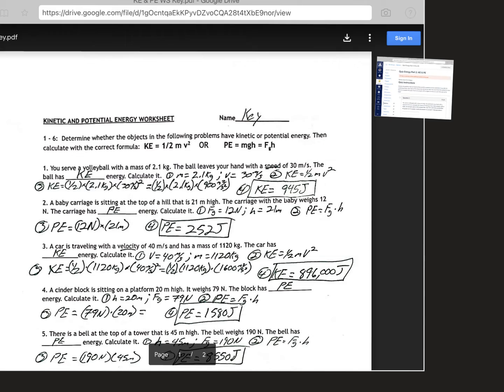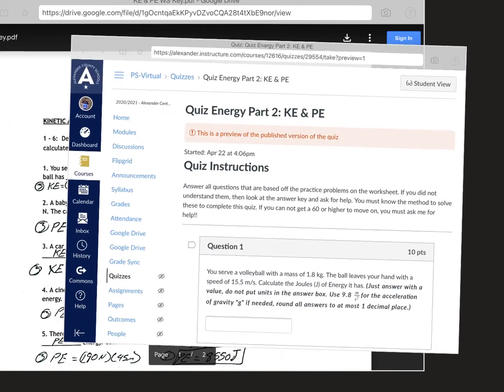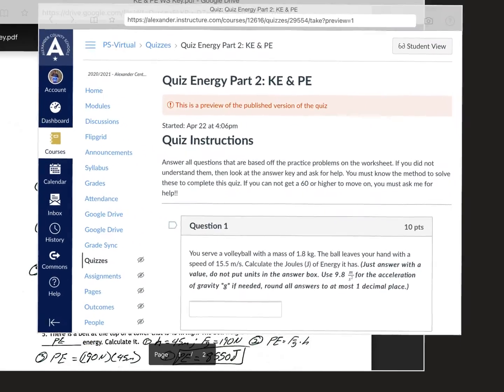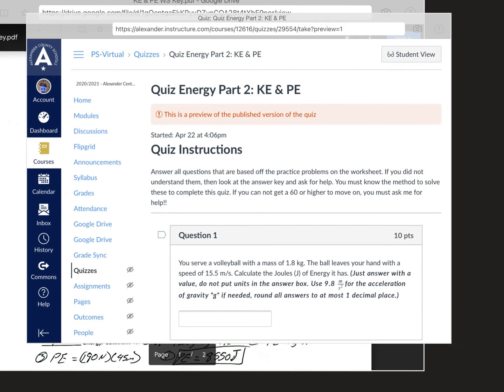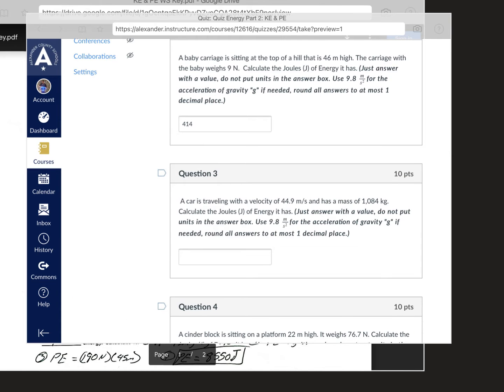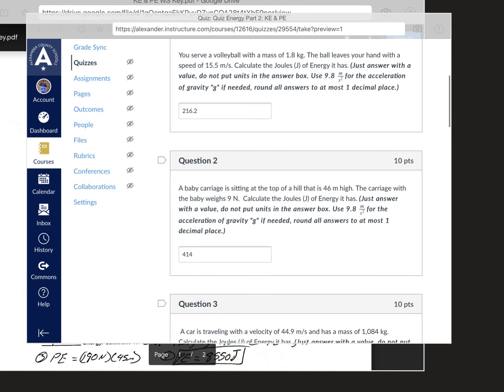Now I will point out though that if you look at some of the other questions, like number 2 here, a baby carriage is sitting at the top of a hill 46 meters high, and the carriage with a baby weighs 9 newtons. So that weighs means it's a weight. You've got to remember that weight is also a force of gravity.